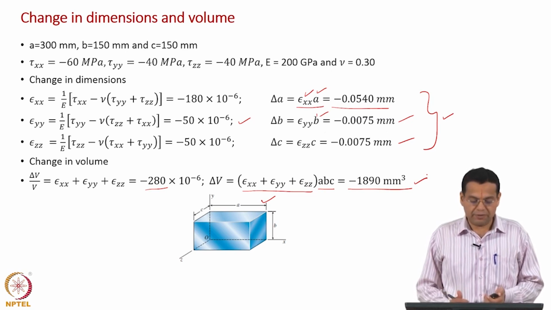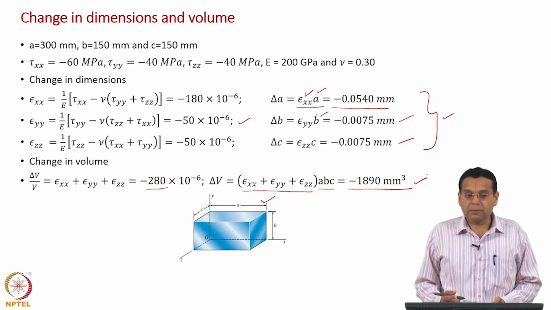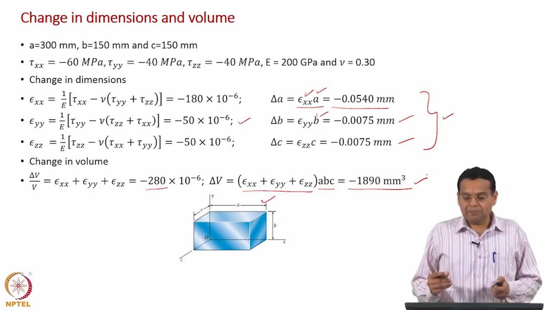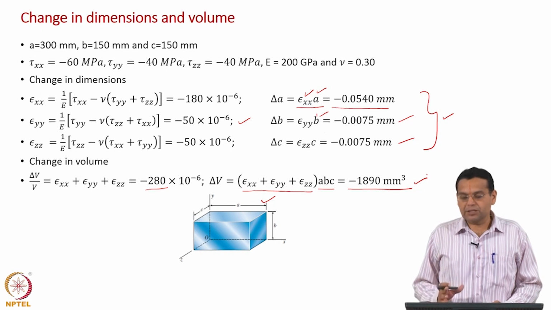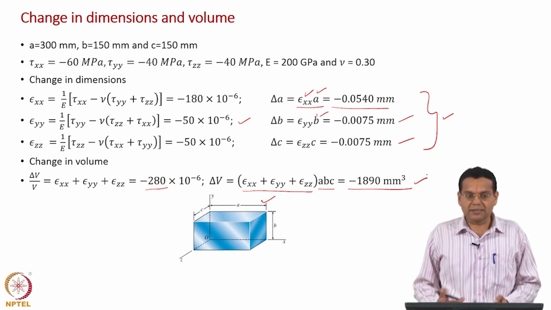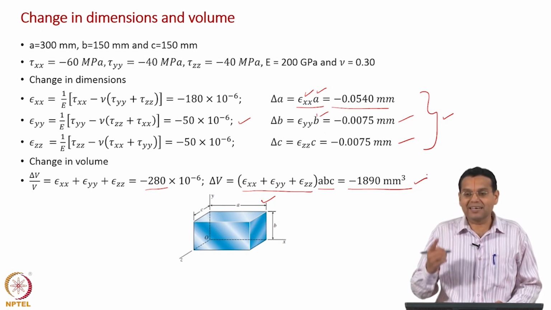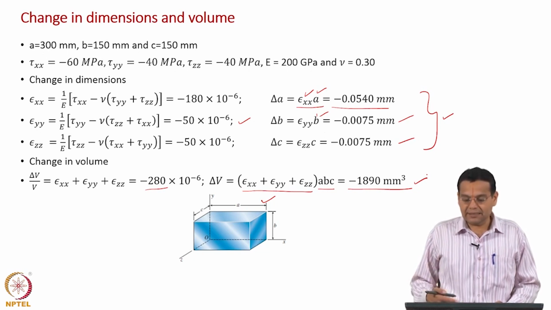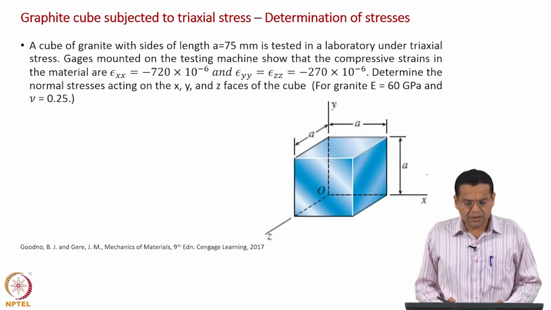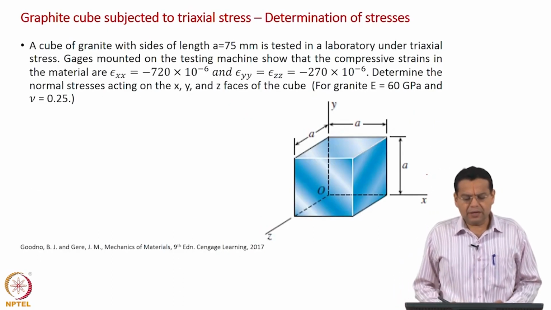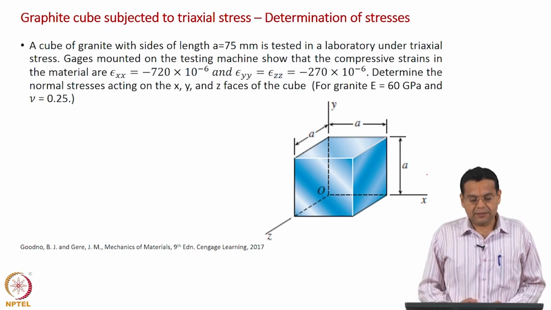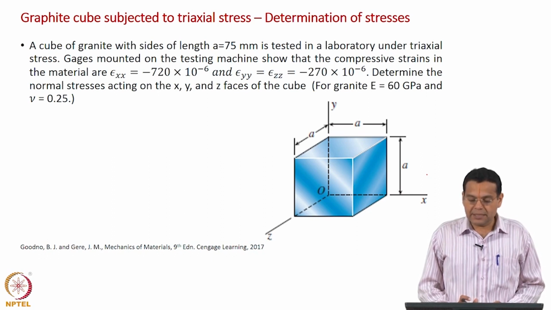Okay. That is why we have discussed deformable solid bodies. Now if you are discussing a rigid body, then these dimensions will not at all change. Okay. That of course is an ideal condition. More realistic condition is where there is change in length and volume as well. Okay. The last example where we are going to determine the stresses. Okay. So, a cube of granite with sides of length 75 mm is tested in a laboratory under triaxial stress.